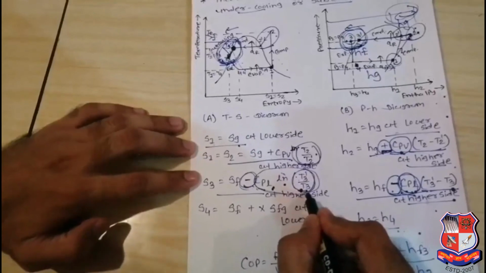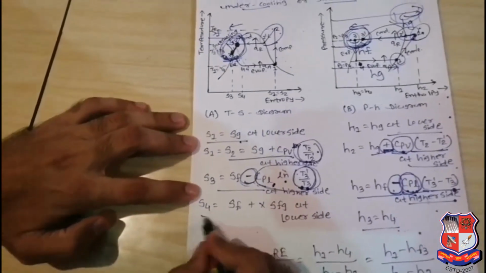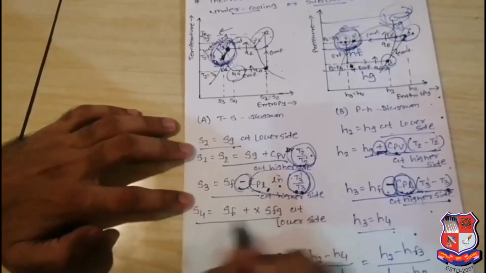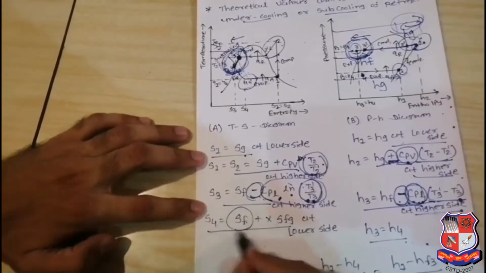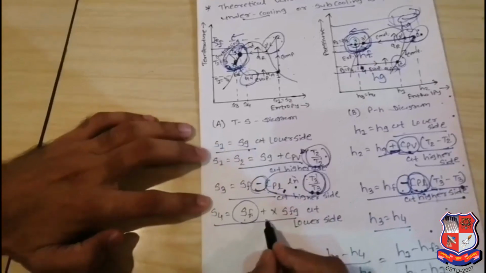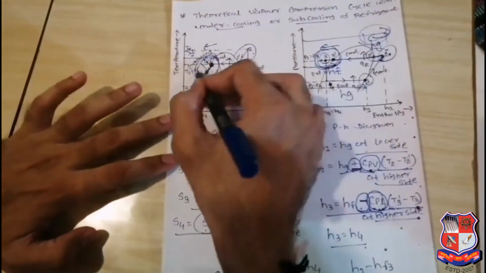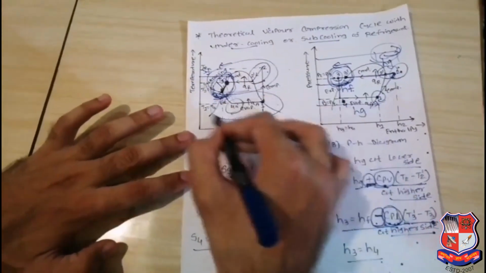Last one is the S4 point, which is in the wet region, so we can easily find it. As I already told you in previous cases, S4 is equal to SF plus x SFG at the lower side. You can just consider that the condenser side is the higher side and the evaporator is the lower side, similarly in the pH diagram and the TS diagram.